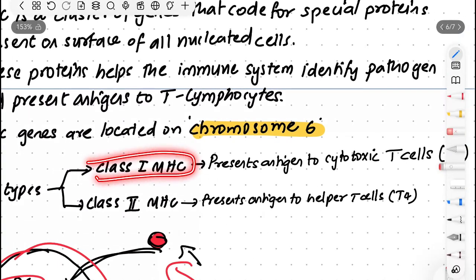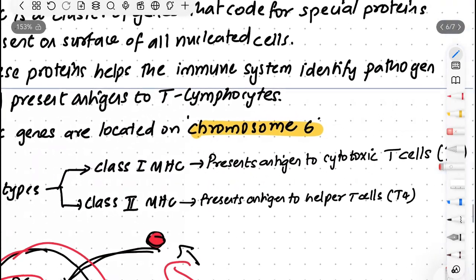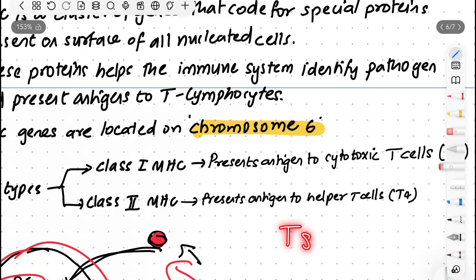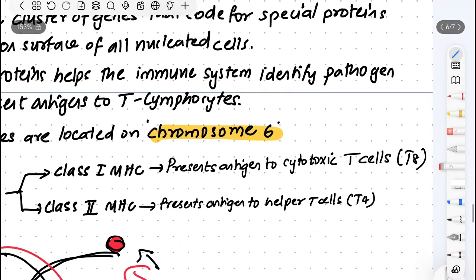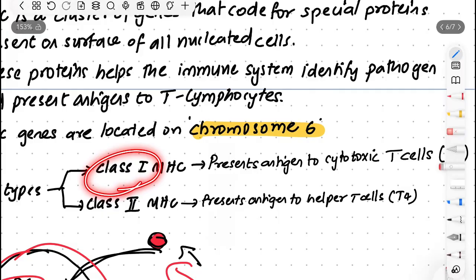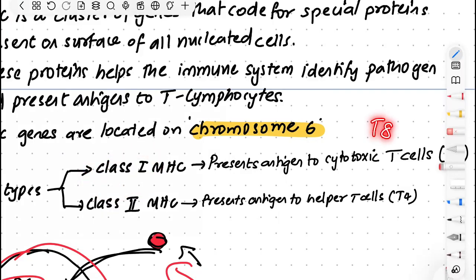Okay, class 1 MHC presents antigen to cytotoxic T cells, that is, they present antigen to T8 cells. Remember, class 1 presents to T8. Remember 18, Virat Kohli's number. Okay, so class 1 presents to T8 cells, that is 18. Okay, and class 2 presents to T4. Okay, that is 24, Surya's movie. So class 2 presents to T4, I mean the helper cells, like 2-4.